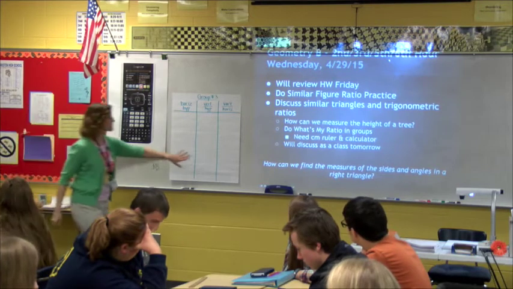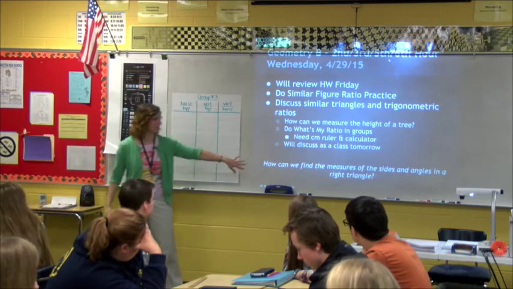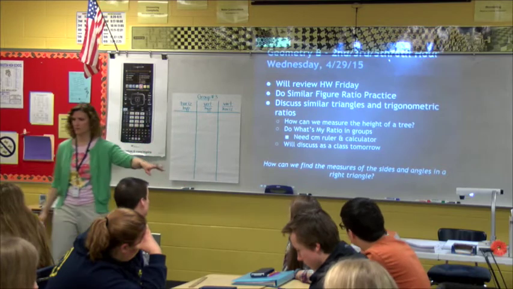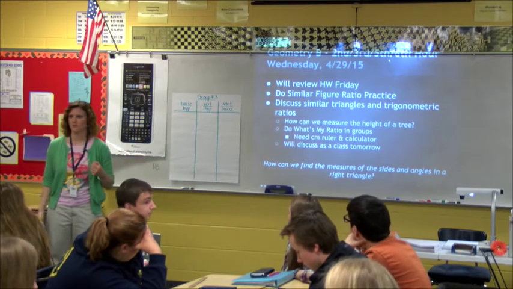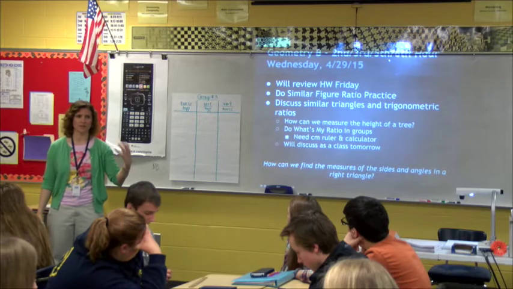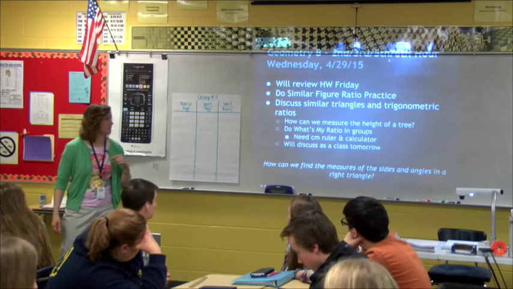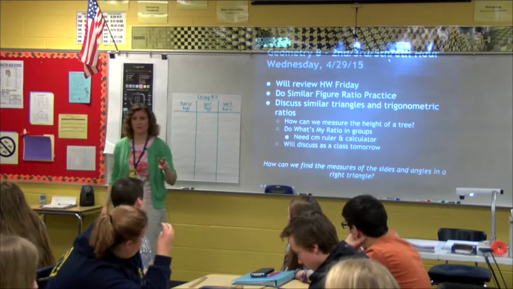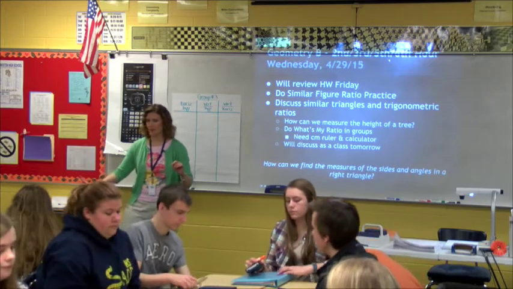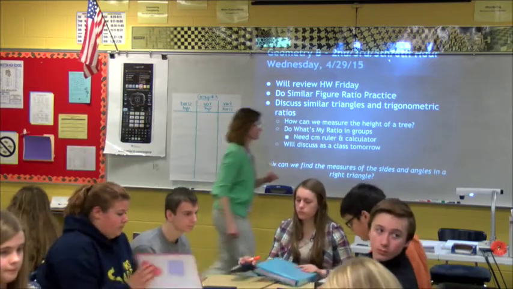So what we're trying to answer is how can we find the measures of sides and angles in a right triangle? So if we're only given one or two pieces of information, how can we then find all the other pieces of information? All right, so why don't you get out those two pieces of paper, and then Austin's going to pass out the first handout that we're going to use.